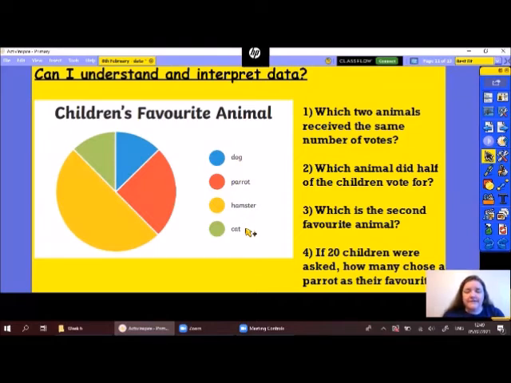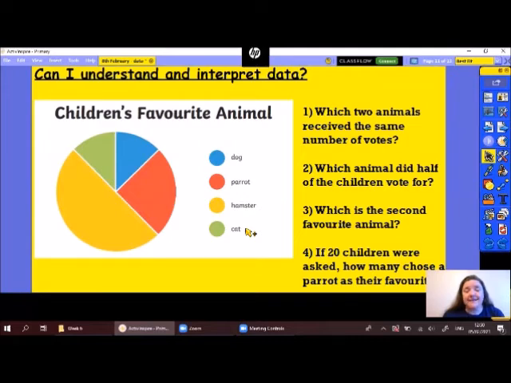Question 2 says, which animal did half of the children vote for? Well, if half of all the children voted for an animal, then half the pie should be the same colour. And that's right, it's yellow, which means that half the children that were asked voted for hamster as their favourite animal. An interesting choice.